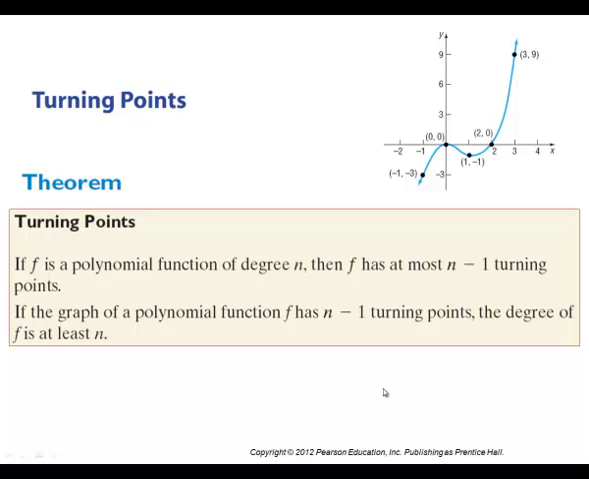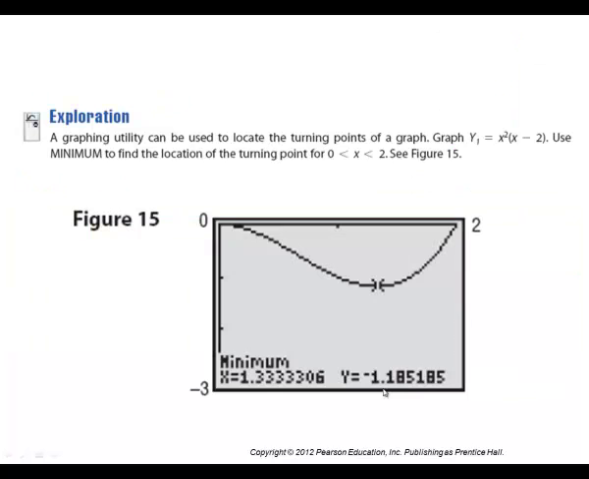The graph of a polynomial function has n minus 1 turning points. The degree of f is at least n. Okay, so that's going backwards. Now, if you have that many, in other words, if you have 2 turning points, then you know it's going to be at least an x cubed, could be an x to the 5th, and so on. But it's going to be at least an x cubed with 2 turning points. Alright, so we've done minimums with the graphing calculator before, so we're not going to really go into that too much.